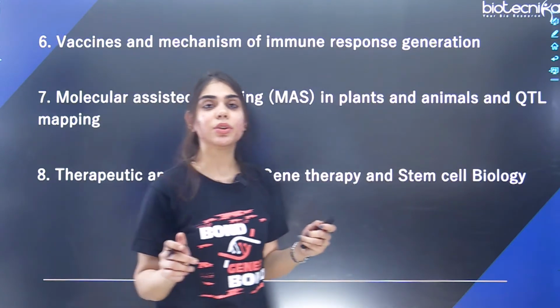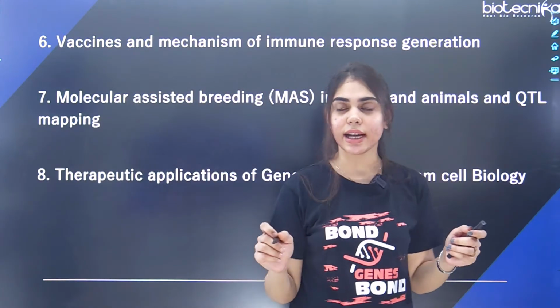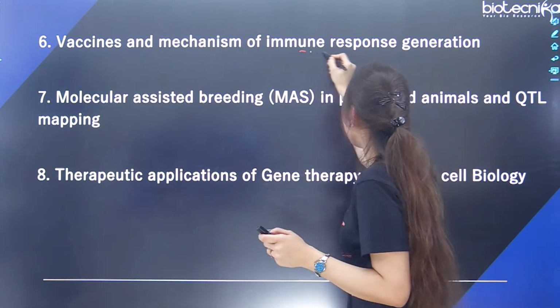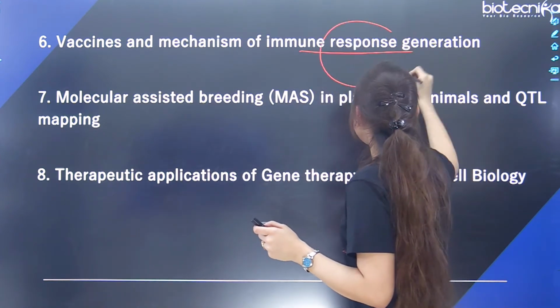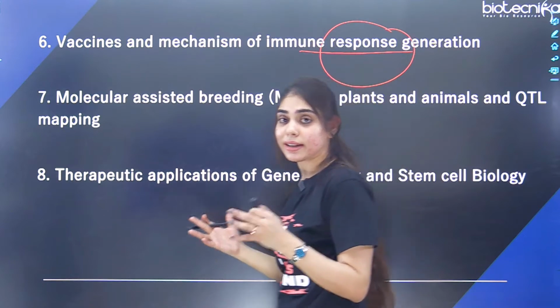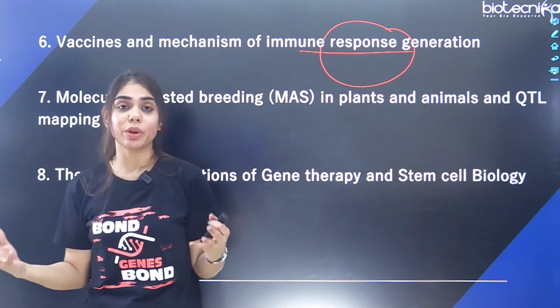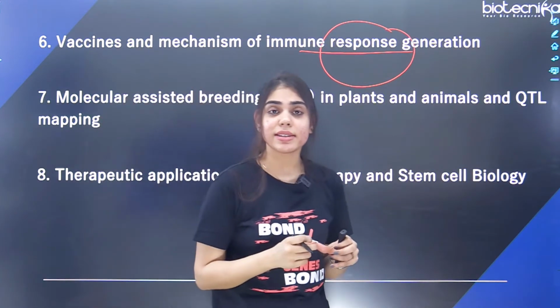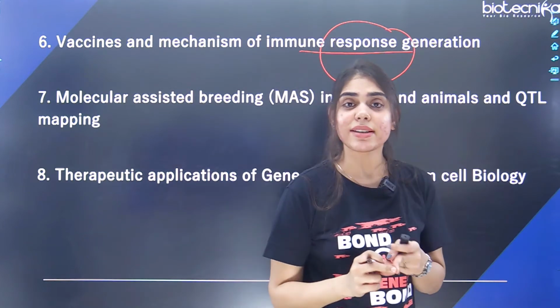So now let's come to topic number 6. It is vaccines and mechanism of immune response generation. So we all know that in vaccination, there are different kinds of vaccines that are given to boost our immunity. So there is the attenuated vaccine, the recombinant vaccine, and the DNA vaccine.